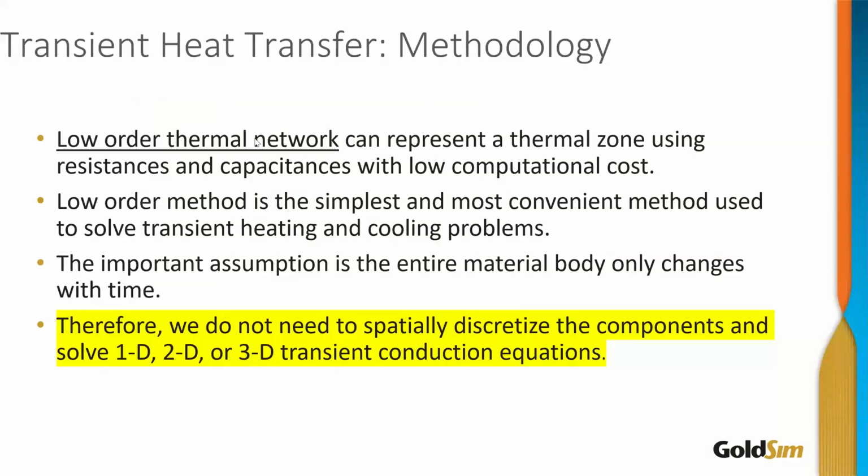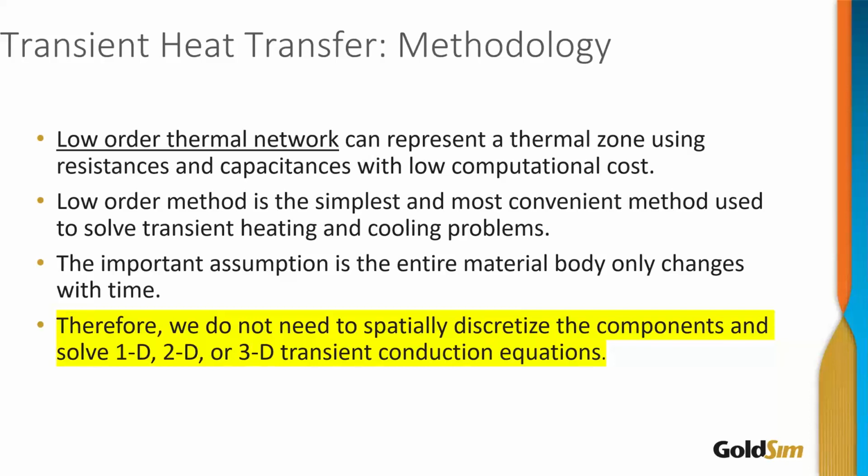So we're calculating these results based off of what is termed an equivalent thermal network, or a low order thermal network, or a lumped capacitance model. What that means is that we can represent each zone using resistances and capacitances, and that has an associated low computational cost. This is the simplest way to model transient conduction, and not only transient conduction, but transient heat transfer.